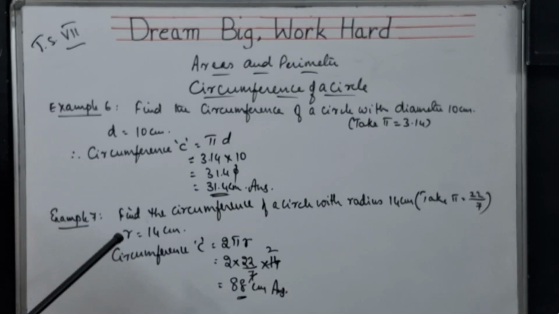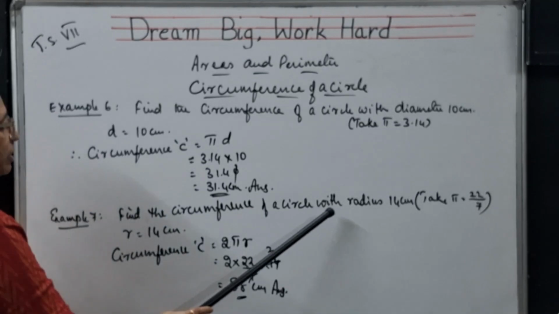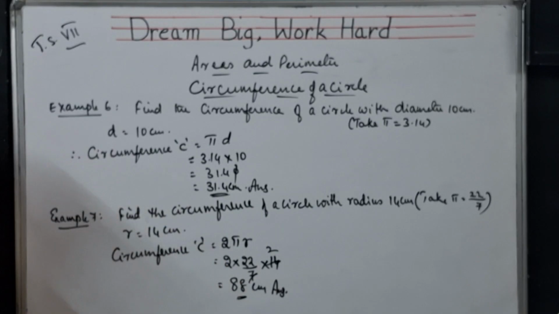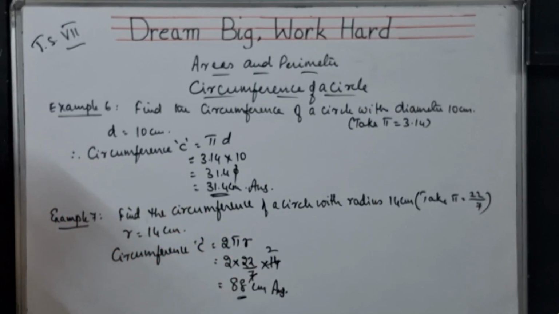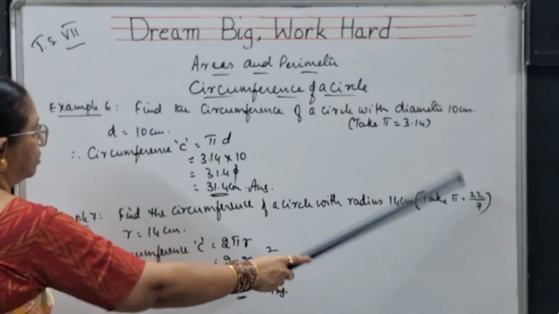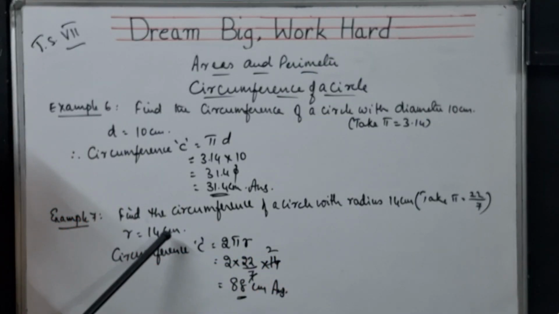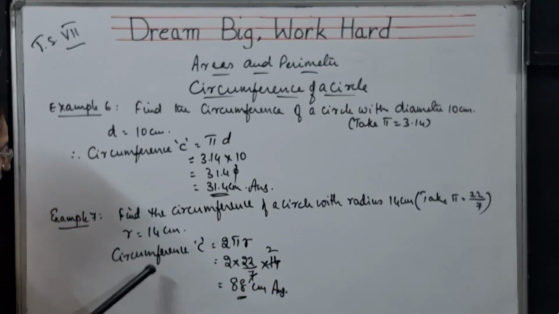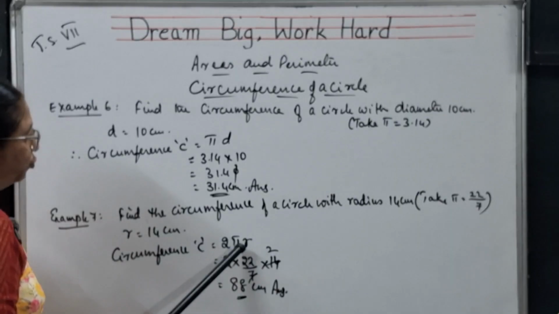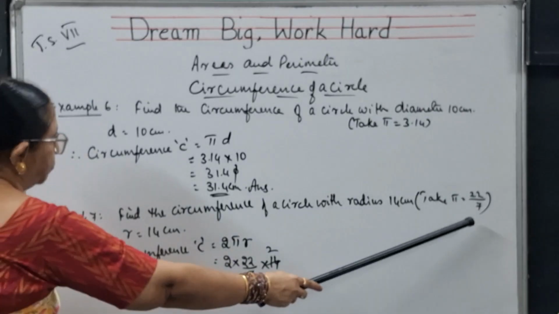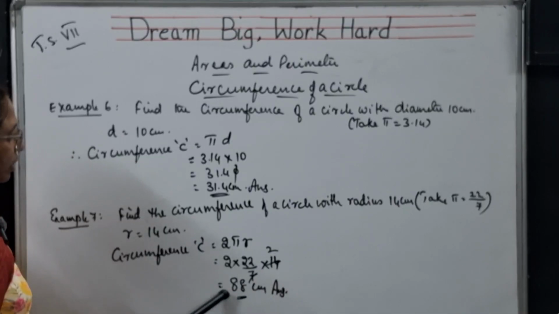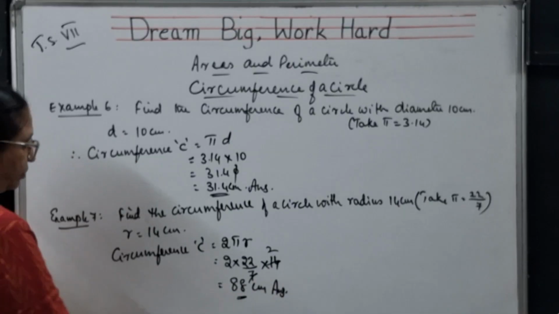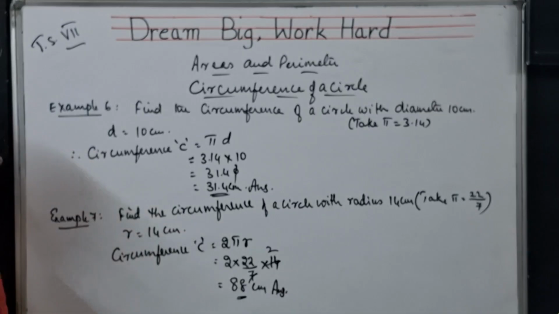And example 7, they have asked you to find the circumference of a circle with radius 14 centimeters. Here they have given diameter, here they have given radius. And also they asked to take pi as 22 by 7. So radius is 14 centimeters. So basing on the radius, circumference formula is 2 pi r. 2 into 22 by 7 into 14. So 7 2s are, so 2 2s are 4. 4 into 22 is 88 centimeters is the answer for this problem, children. Please note it down.